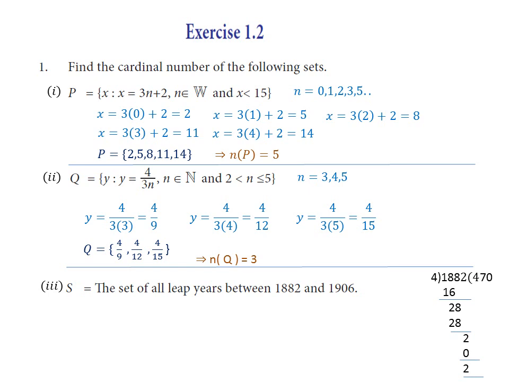1882 is not divisible by 4. So remainder is 2. So I am going to add 2 to this number, and I will get a leap year. So the leap years between this interval, if you divide these numbers by 4, you will get remainder 0. So these are the leap years between 1882 and 1906. So n of S is equal to 6.